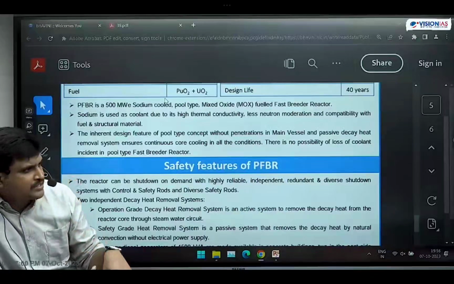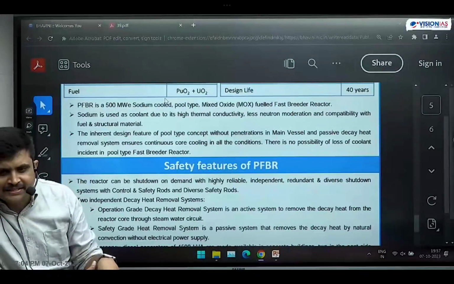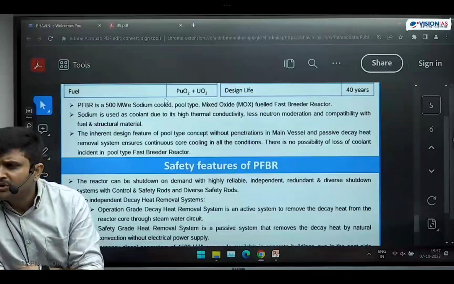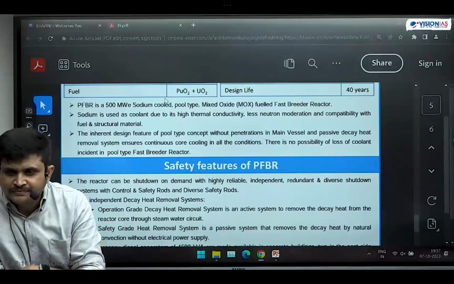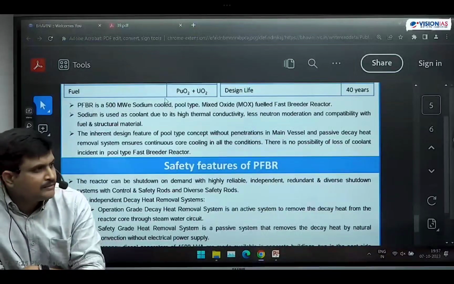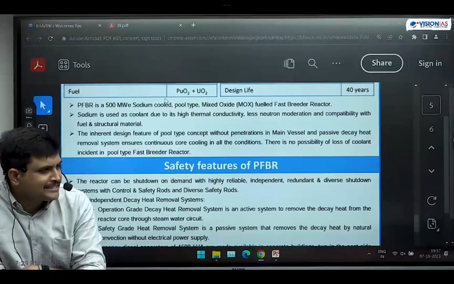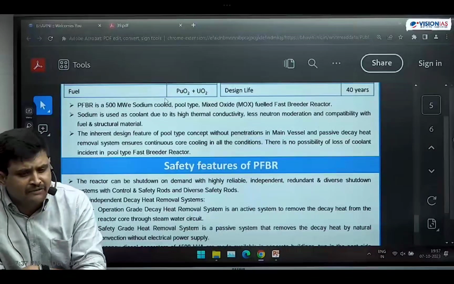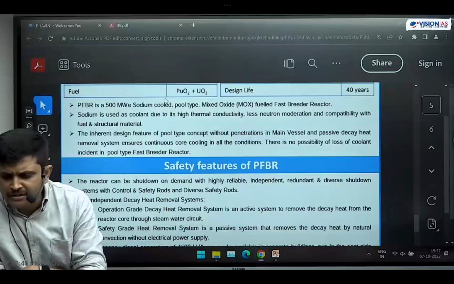Got it? Another point, like this. 3 more minutes time is there. One more point is plutonium has fissility equal to uranium. Hence maintenance and operation costs are also less.